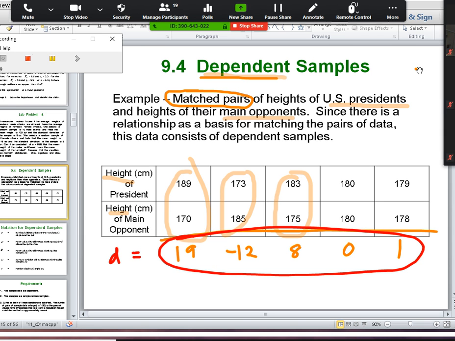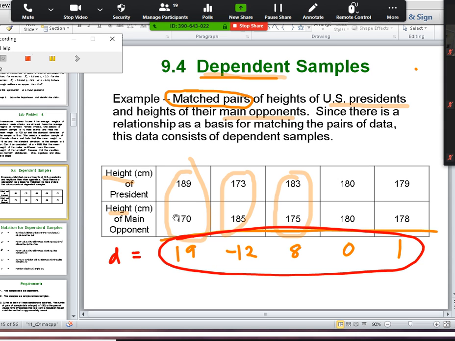Dependent samples. Example, matched pairs of heights of U.S. presidents and heights of their main opponent. Since there is a relationship as a basis for matching the pairs of data, this data consists of dependent samples. Great, thank you. So, dependent samples are really easy, as long as you pay attention for the next 2 or 3 minutes. Dependent samples are when they're matched pairs.